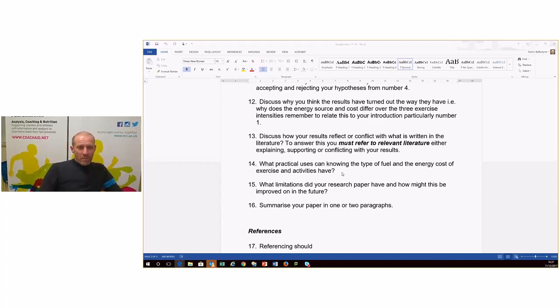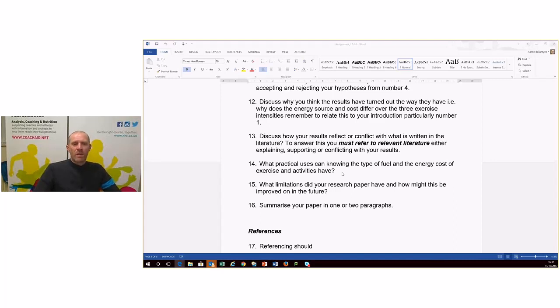Number 15, limitations. Again, it's not from the literature. This is what limitations you have. Think about the number of subjects you used, and things about that subject. Would the results have been different if we had used females, if you used a male, or vice versa? Would it be different if we used an endurance athlete rather than a multi-sprint sport athlete?